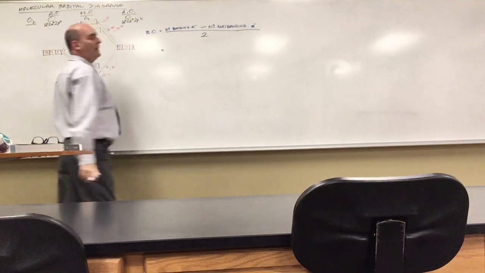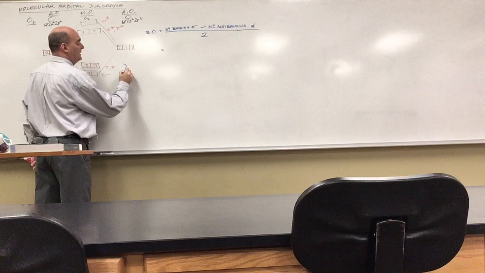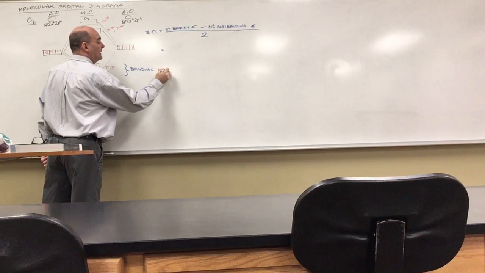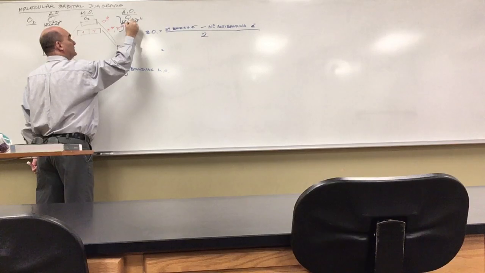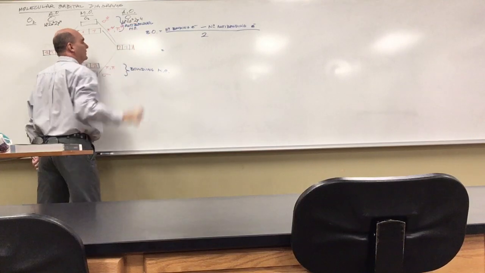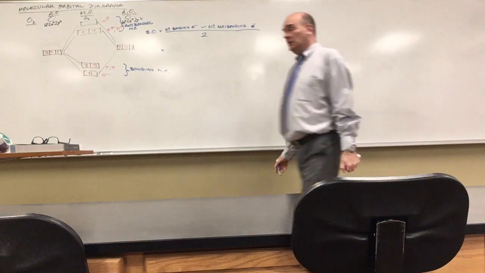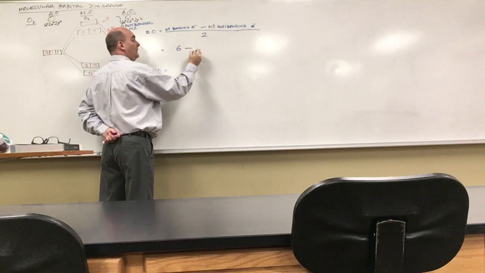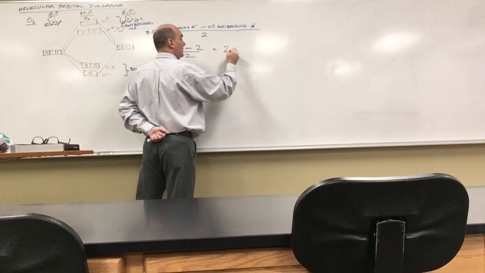So how many electrons are in bonding molecular orbitals? These ones. These are your bonding molecular orbitals. And then these, the asterisk, those are your antibonding molecular orbitals. So number of bonding electrons is? 6. 2. 6 minus 2, divided by 2, equals 2.